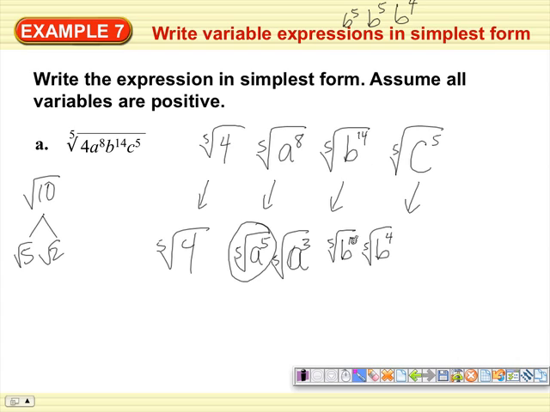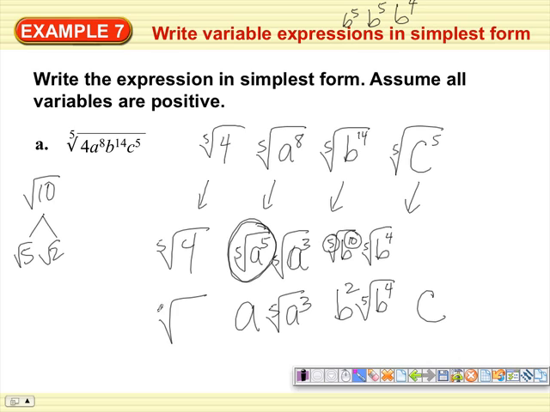Why b to the 10th? Because, look, 10 divided by 5, b squared. Works out nice. You have to think like that. You have to think, what's going to work out nice for me? All right? You can't just pick any numbers you want. So b squared times fifth root of b to the 4th. You can't simplify that. You leave it. Fifth root of c to the 5th. C. Fifth root of a to the 5th. A. Fifth root of a cubed is left. And then the fifth root of 4.